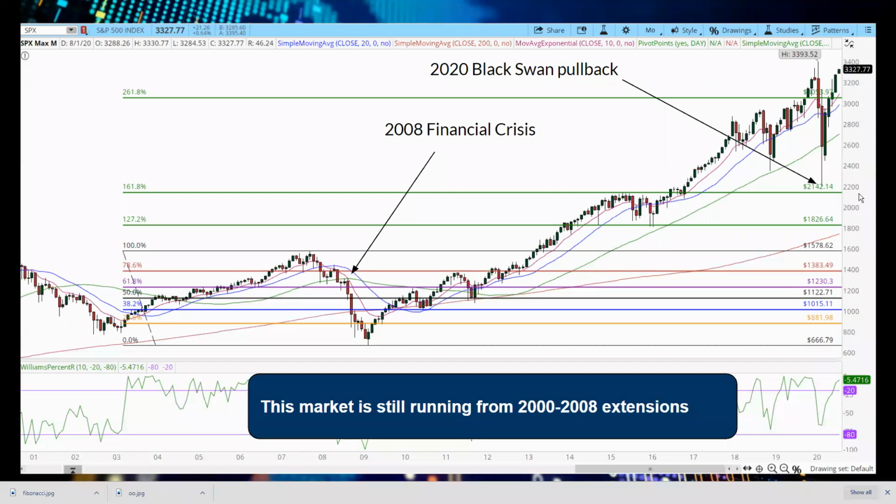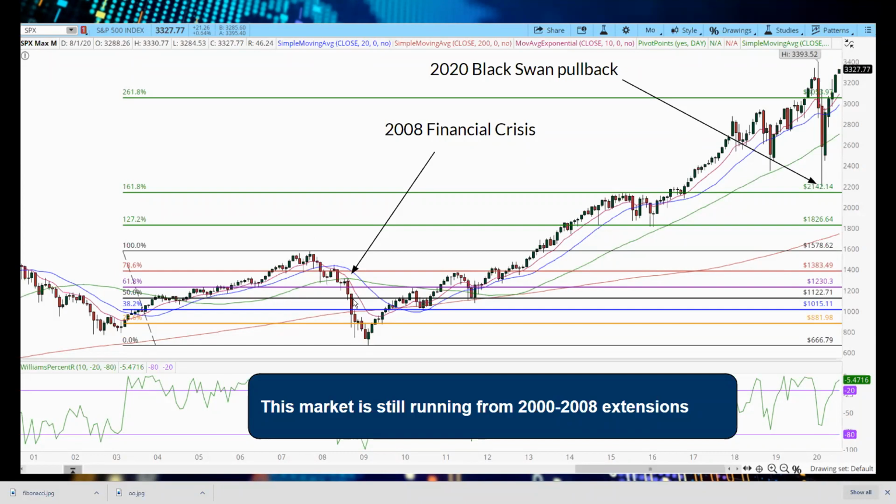So what is very interesting about this chart, guys? I have some Fibonacci's here. Do you guys remember the 2008 crisis? How many of you remember the 2008 crisis? I have traded this. My footprints are all over this chart.